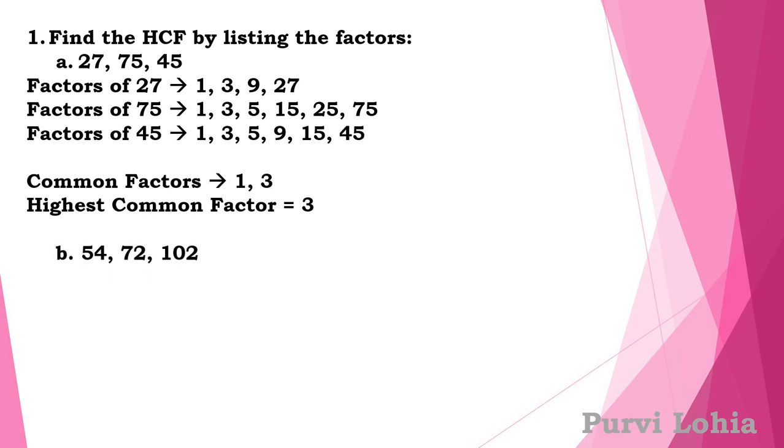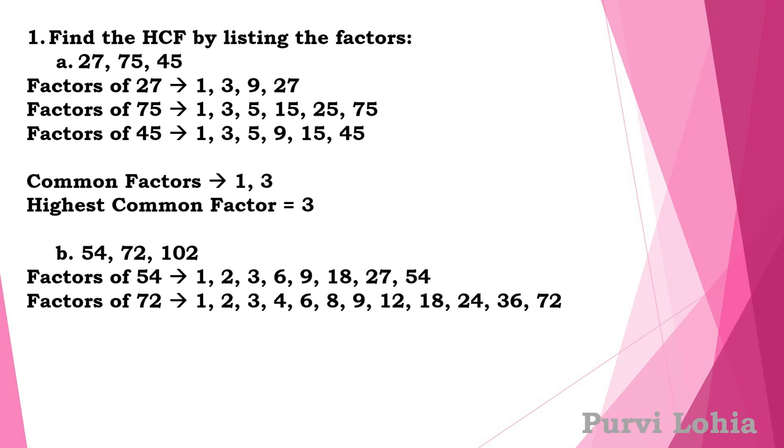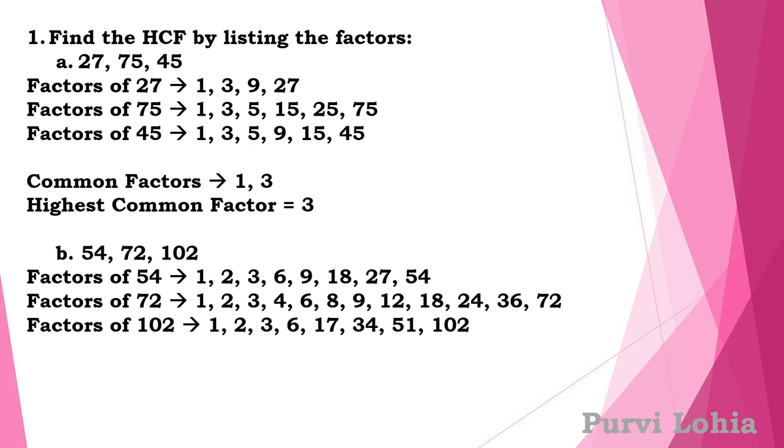54, 72, 102. So factors of 54 are 1, 2, 3, 6, 9, 18, 27 and 54. Factors of 72 are 1, 2, 3, 4, 6, 8, 9, 12, 18, 24, 36 and 72. Factors of 102 are 1, 2, 3, 6, then 17, 34, 51 and 102.